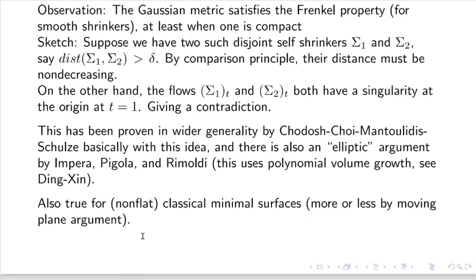Right, so of course they have to be non-flat. The planes, right, these are flat, and you can foliate R3 by planes, and these are all disjoint, so that's where the non-flatness comes in.